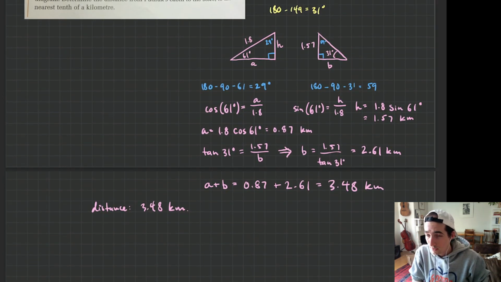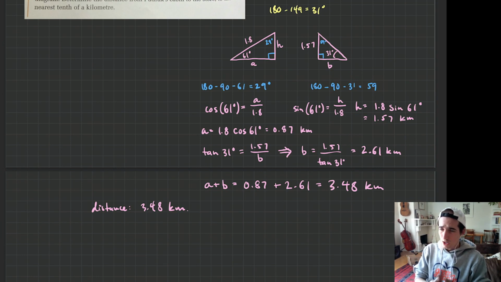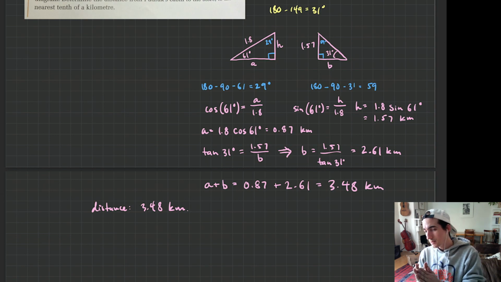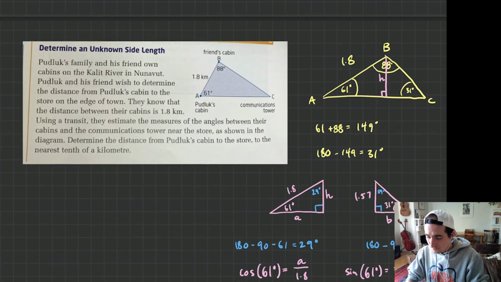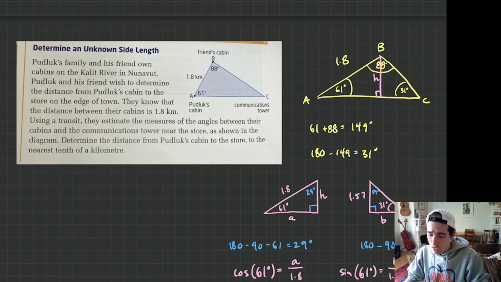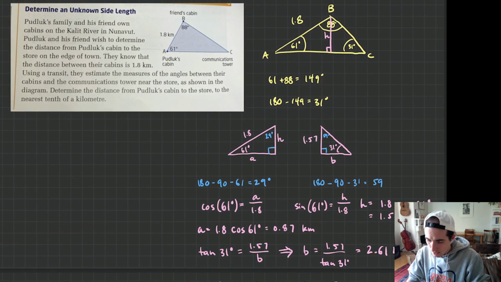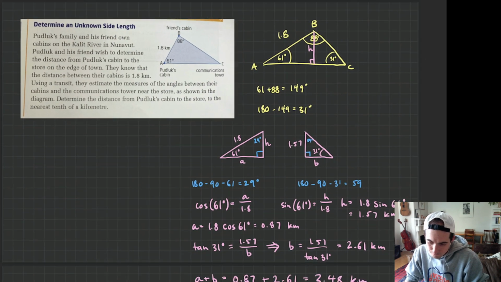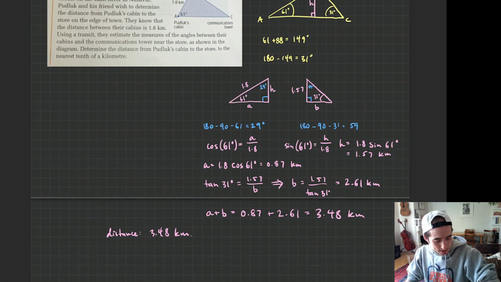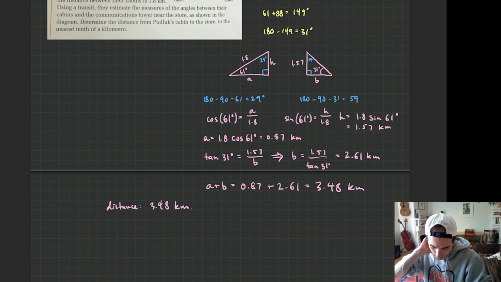3.48, 3.49. In the grand scheme of things, that's 10 meters in this question, right? We're already talking about how close this thing is to the store, and we're already talking about a communication tower that is near the store, like if we look at the question. So the difference of 10 meters, I don't think is that big a deal, but maybe it is. I don't know. Okay, so that's the law of sines. We're gonna end it there.